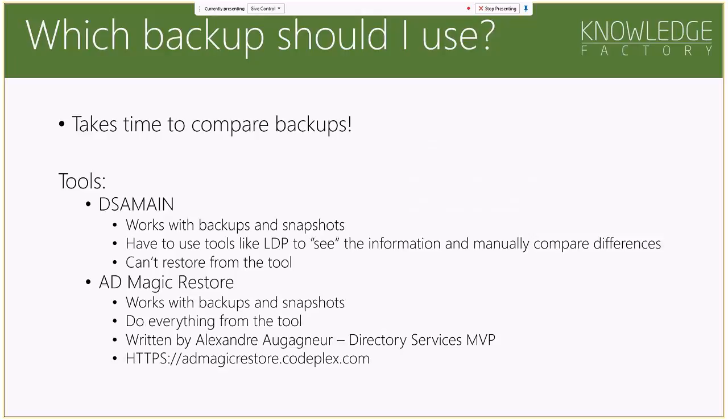So DSAMain is a tool from Microsoft, which you already have. Just write DSAMain in a command prompt. That actually works with backups and snapshots. So you actually mount a backup, and you can use LDP, for example. That's what I use. And then I go in and manually compare differences, just like you would do if you brought a backup back to a separate box, and then you start comparing by looking at ADUC, Sites and Services, and so on. The bad thing, if you use an LDAP equivalent of LDP, for example, is you can't restore from that tool.